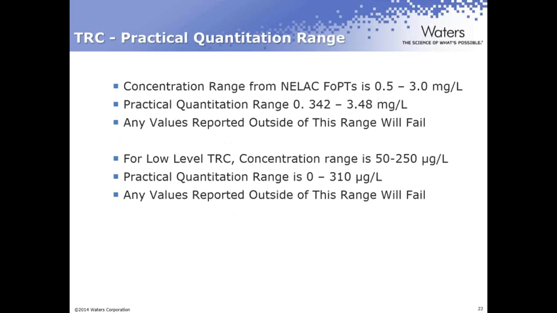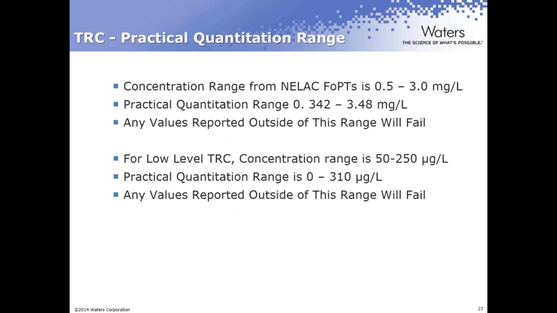So a value outside of that range will absolutely fail your PT test. So don't report a value outside of that range. That's telling you that something in your process, again, is going wrong. You want to look at what that could potentially be, fix that problem, and rerun your sample.